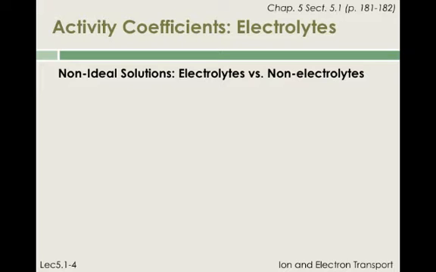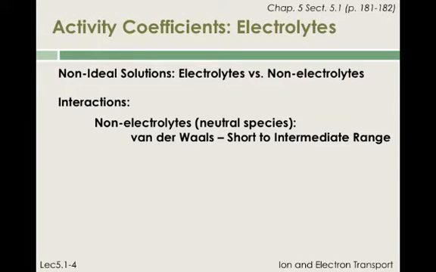Electrolytes and non-electrolytes also differ in the nature of their interactions. Non-electrolytes are neutral species and interact through van der Waals forces. Depending on whether or not hydrogen bonding or dipole-dipole interactions are involved, these interactions are typically significant only over short to intermediate distances, let us say distances equivalent to a few molecular diameters. At sufficiently low concentration, non-electrolyte species are sufficiently far from one another in solution that they do not interact with one another. They only interact with the solvent.